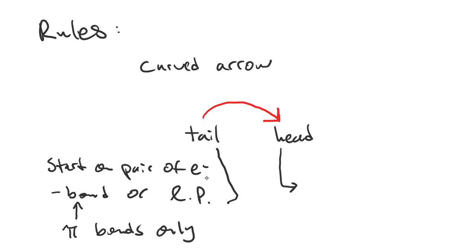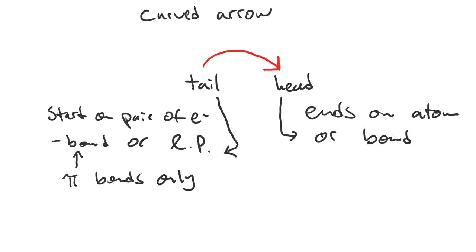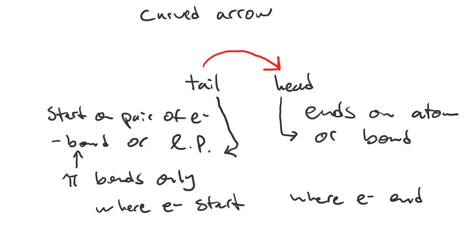The head, on the other hand, this is where the curved arrow ends. It either has to end on an atom or a bond. You can think of the tail as where the electrons start out, and the head is where the electrons end. But again, in resonance, the electrons aren't actually moving.